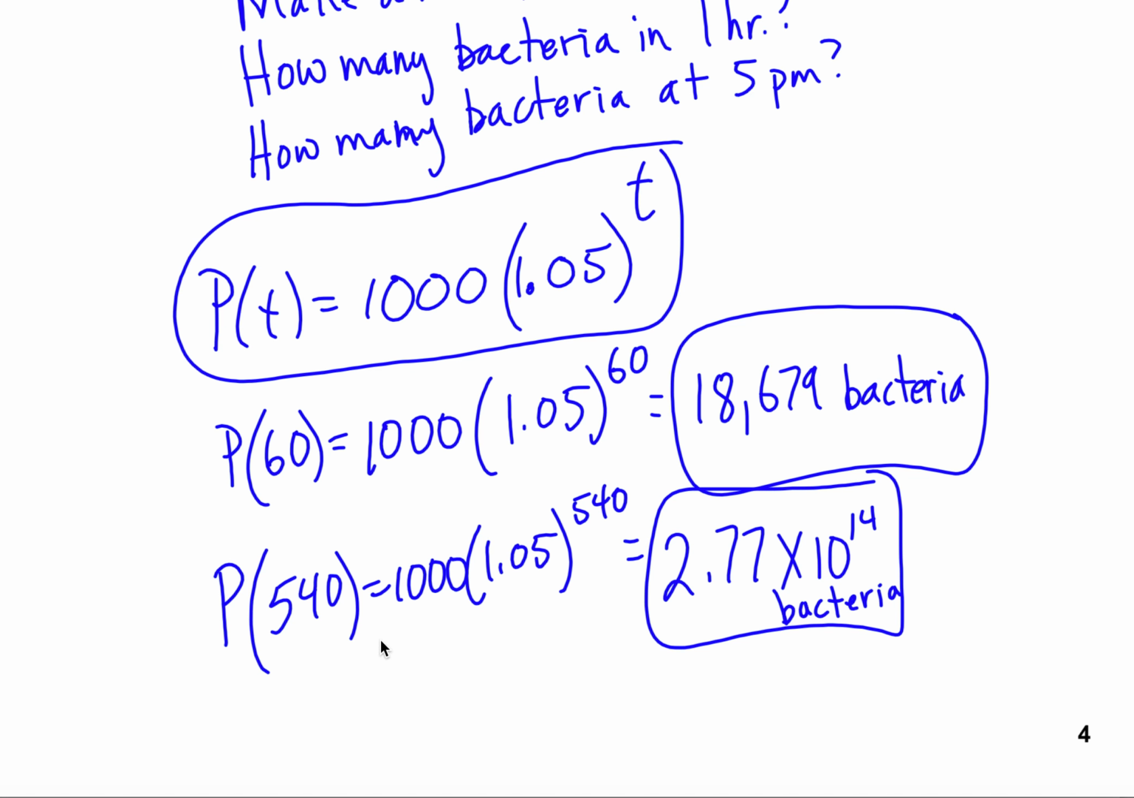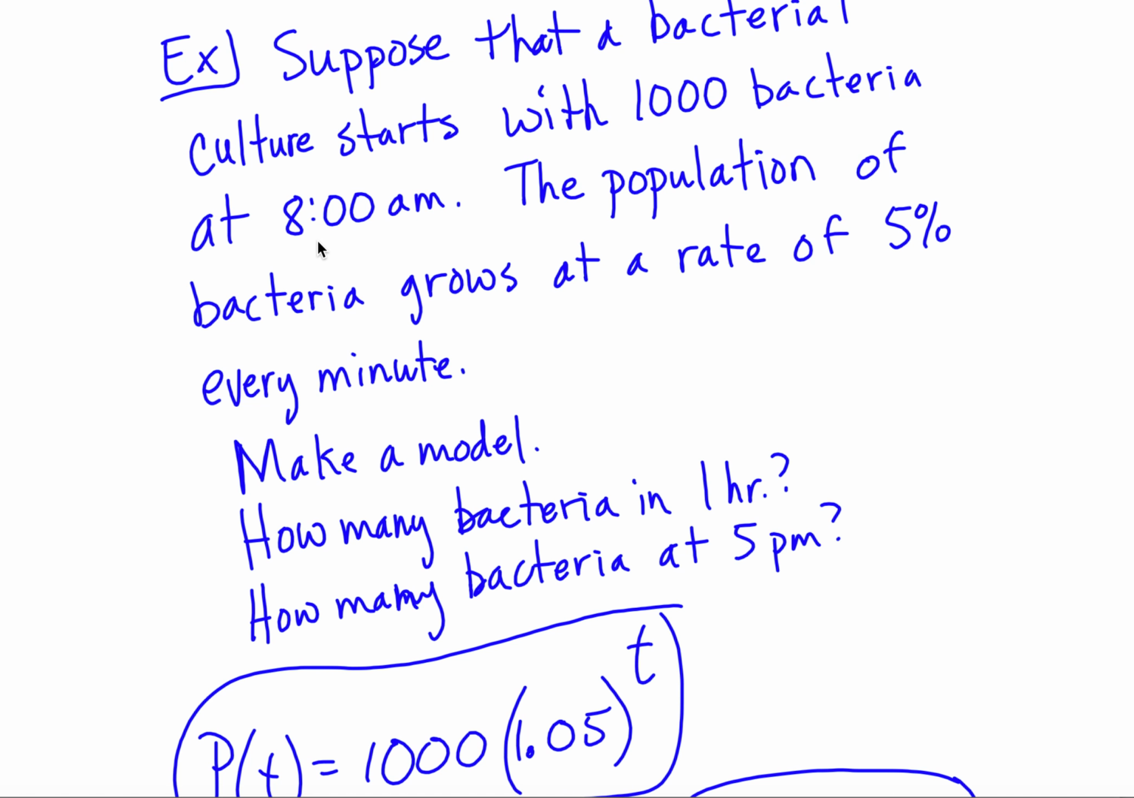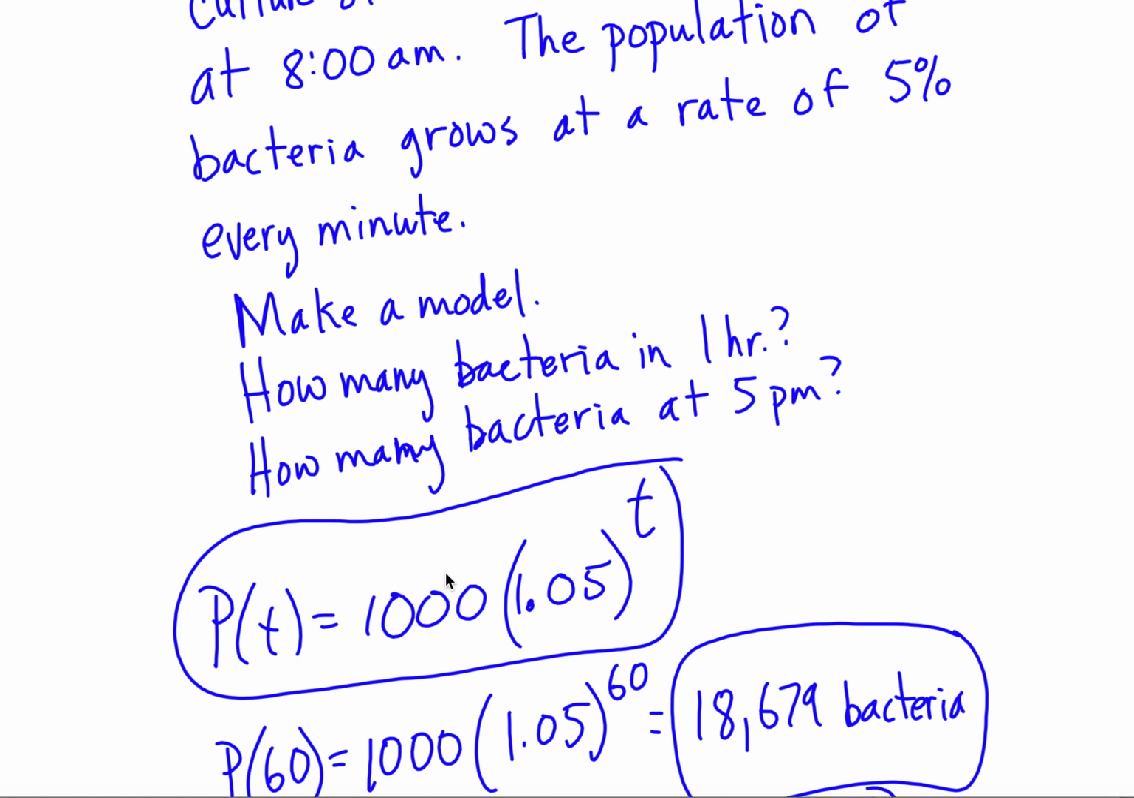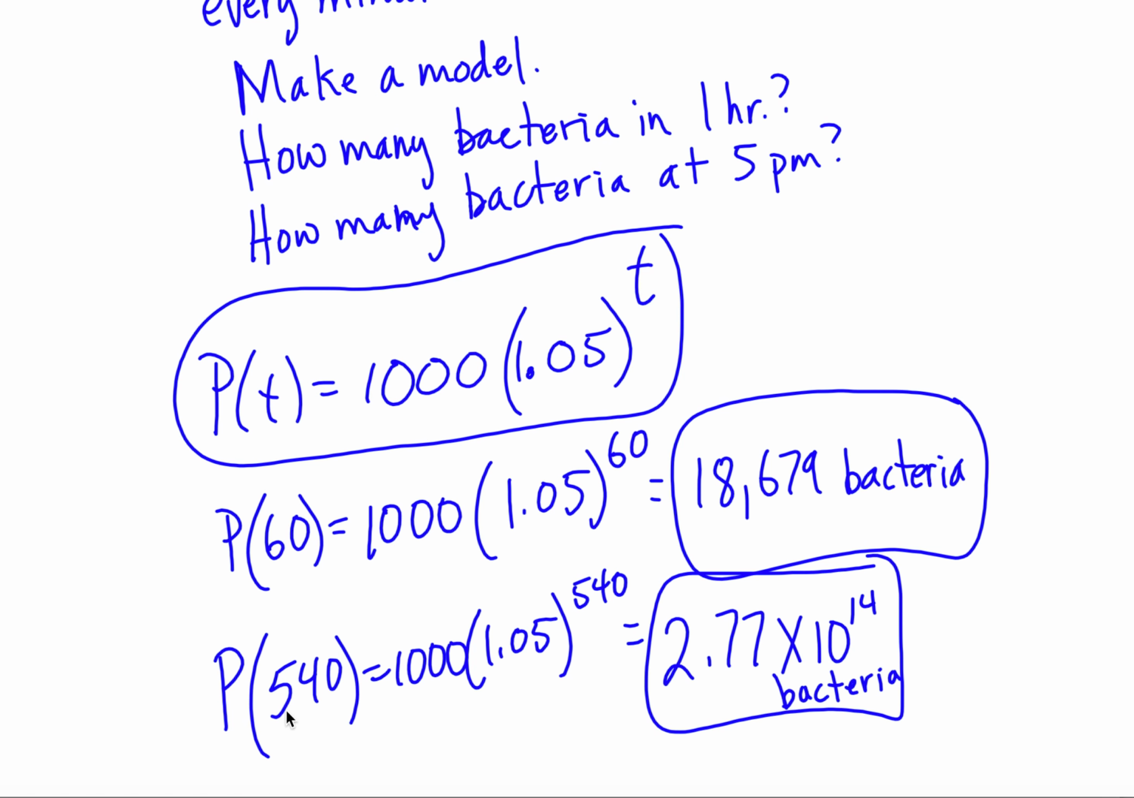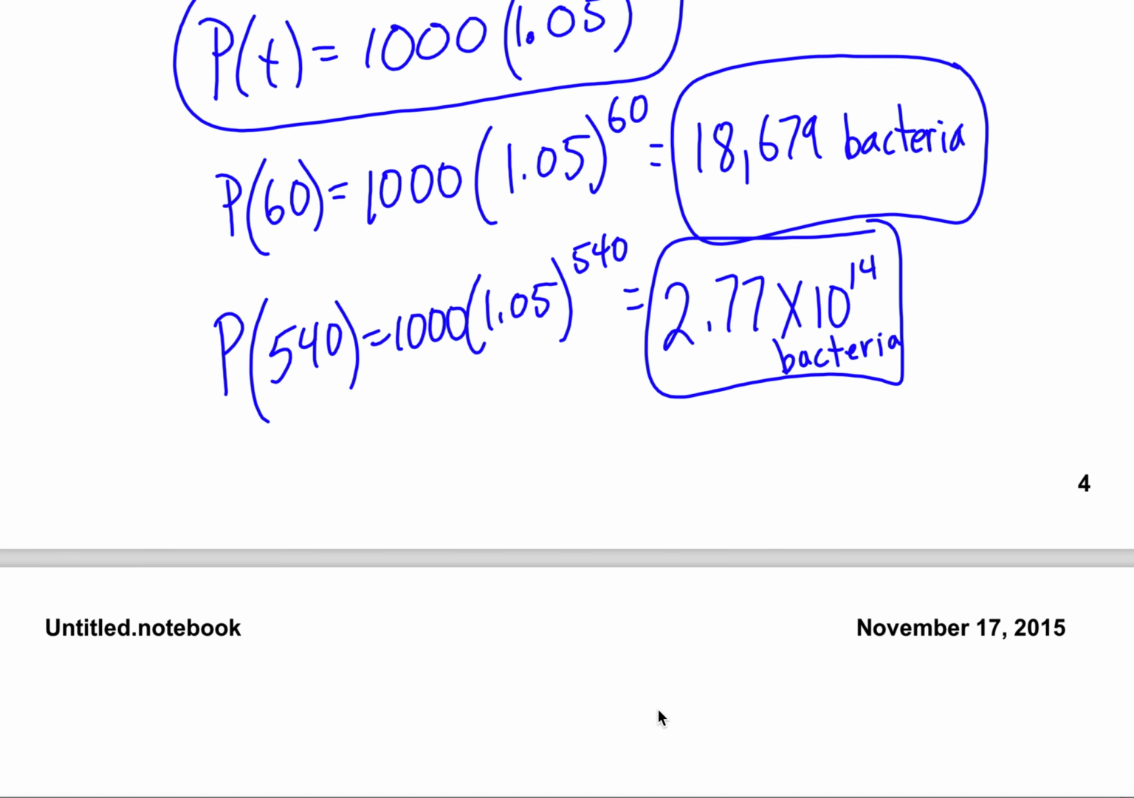And then we can ask how many bacteria there are at 5 p.m. Well, remember, we started at 8 a.m. 8 a.m. to noon is 4 hours, and then 4 plus 5 gives us 9 hours. Changing 9 hours into minutes, 9 times 60 is 540 minutes. So you're going to put the 540 in everywhere you see a T. Go ahead and multiply out and notice how many bacteria you have in just 9 hours. Exponential growth grows really, really fast.